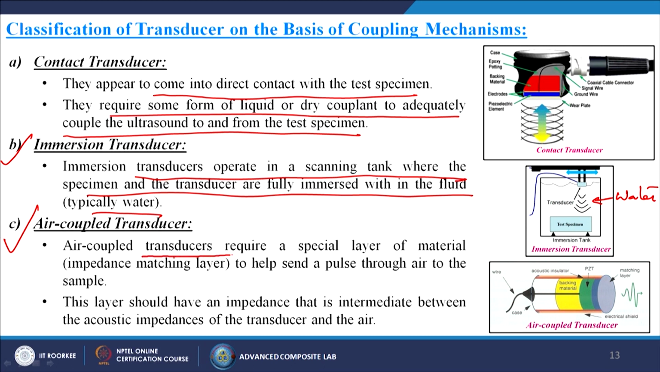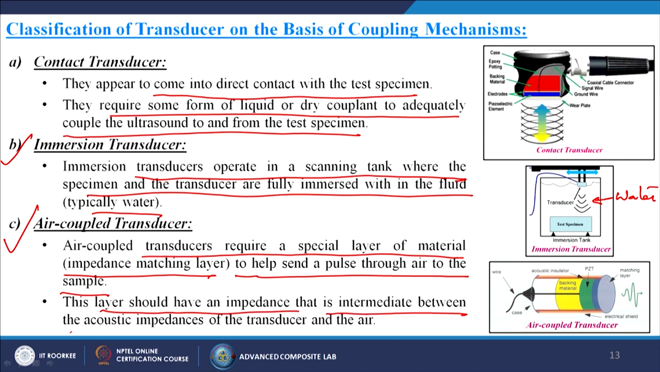Air coupled transducers require a special layer of material, that is an impedance matching layer, to help send a pulse through air to the sample itself. This layer should have an impedance that is intermediate between the acoustic impedance of the transducer and the air itself. In this case you can see the acoustic insulator, the piezoelectric crystals, the backing materials, and this is the matching layer, and the whole thing is called the electrical shield. So, this is called the air coupled transducers.